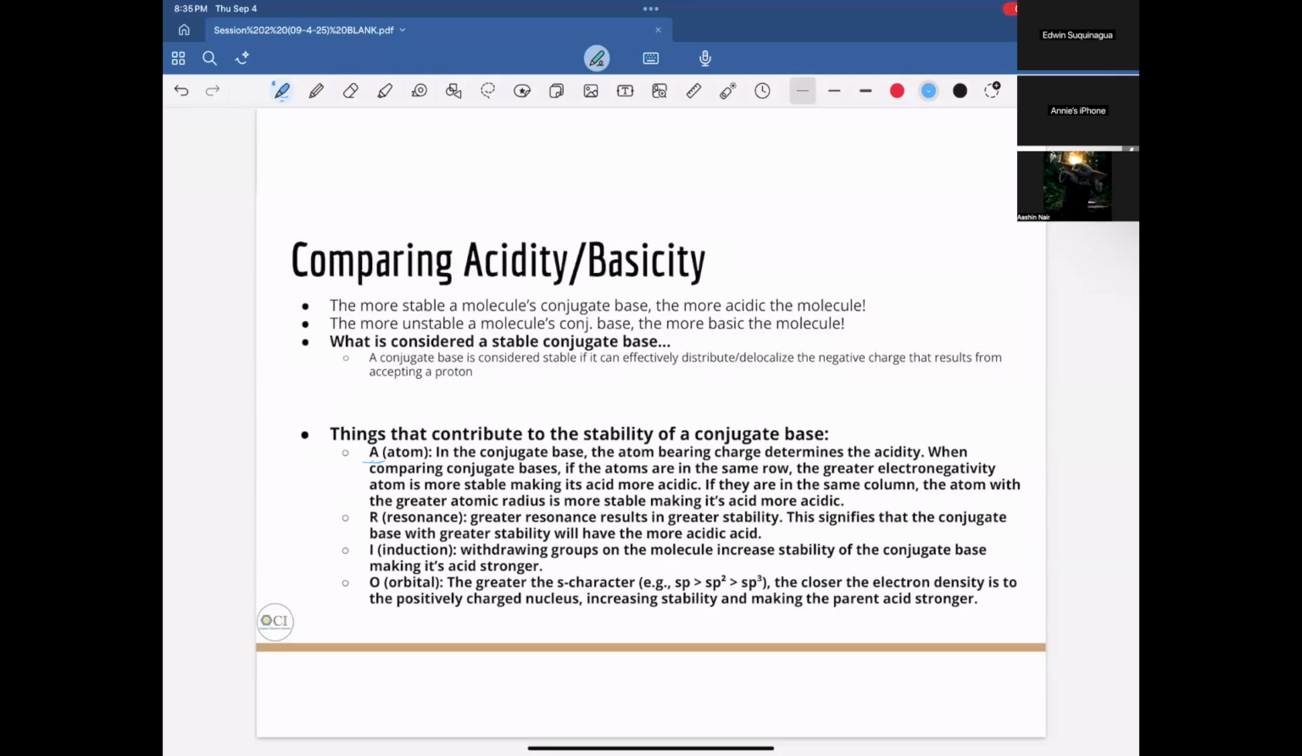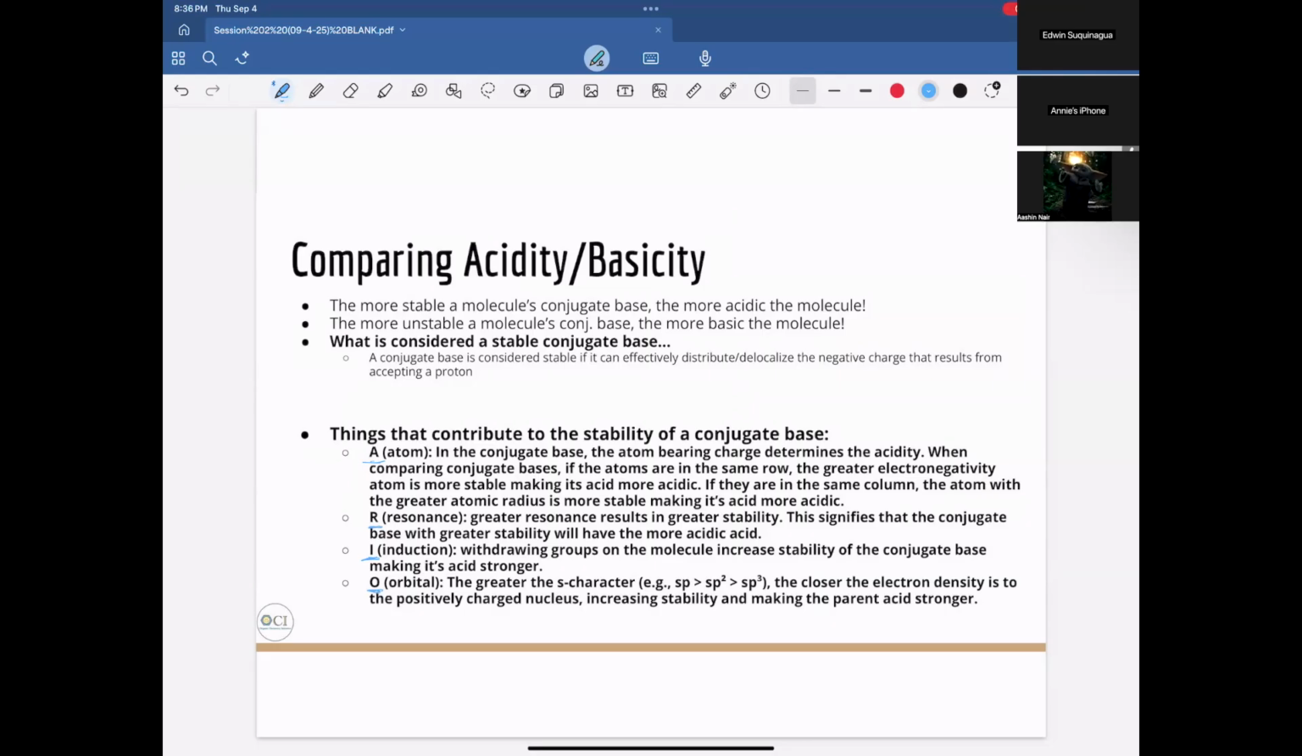The next thing we're going to look at is R, which is our resonance. So we just talked all about resonance. If our negative charge that we leave behind is able to resonate around the molecule, that's more stable, meaning that molecule is more acidic. Next is induction. This is just if we have electronegative atoms that are nearby. So not that our charge is directly going onto those electronegative atoms, but that they are nearby and able to kind of take on some of the weight of that negative charge. That's very stabilizing.